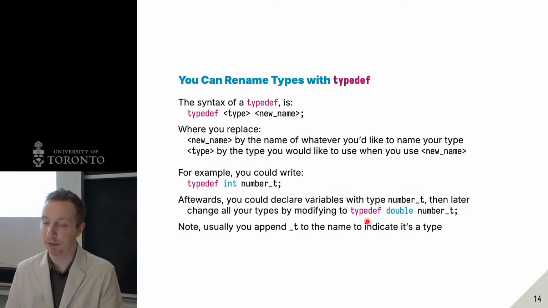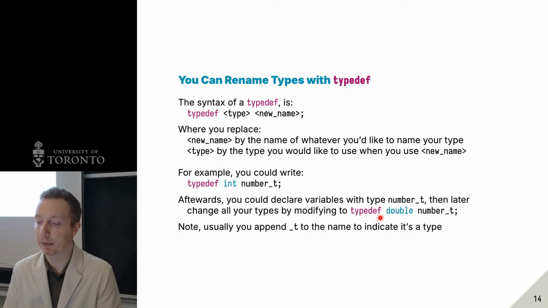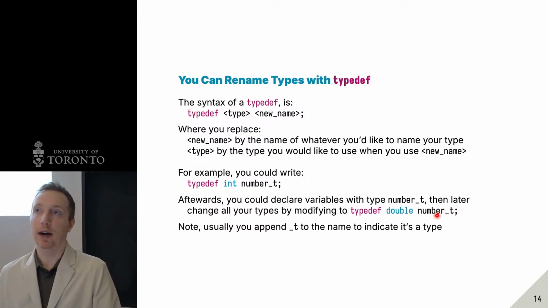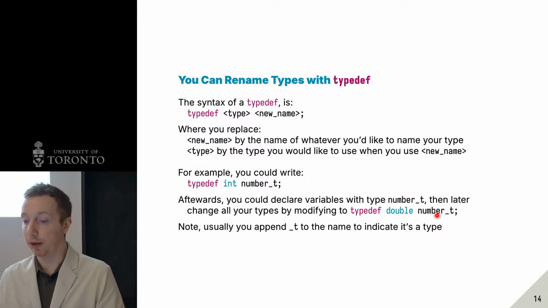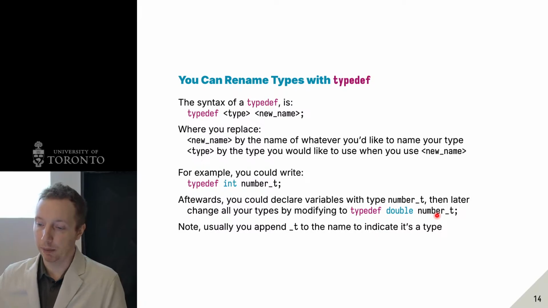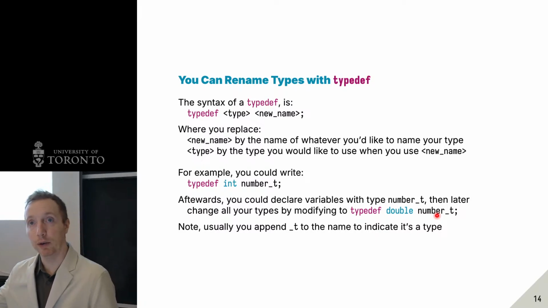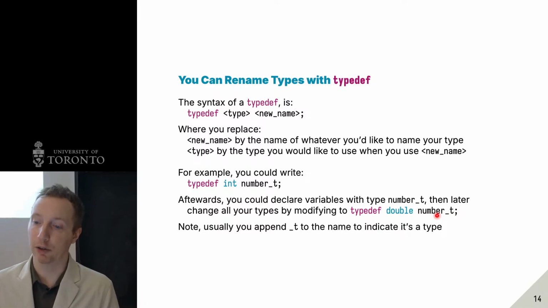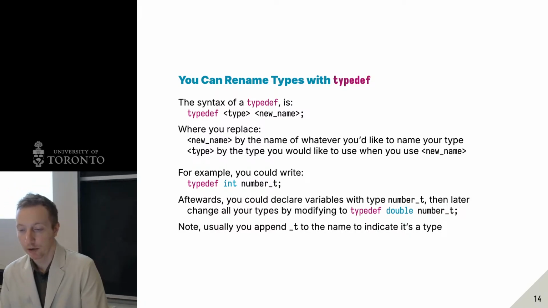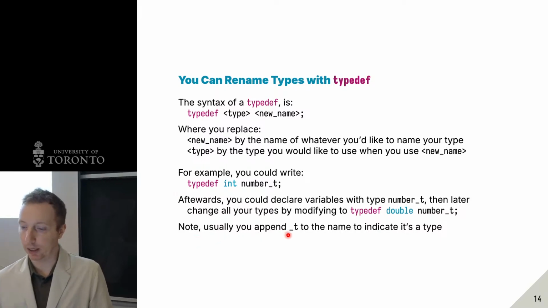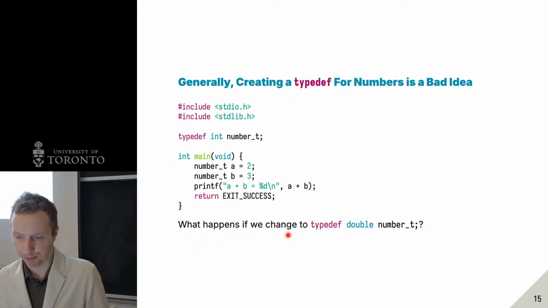I could change that typedef to instead be typedef double number_t. So now when I recompile my program, every time I use a variable with the type number_t, it is now a double when it used to be an int before. Saves you having to go back and try and change all of your types. So usually you append _t to the name to, again, indicate it is a type.